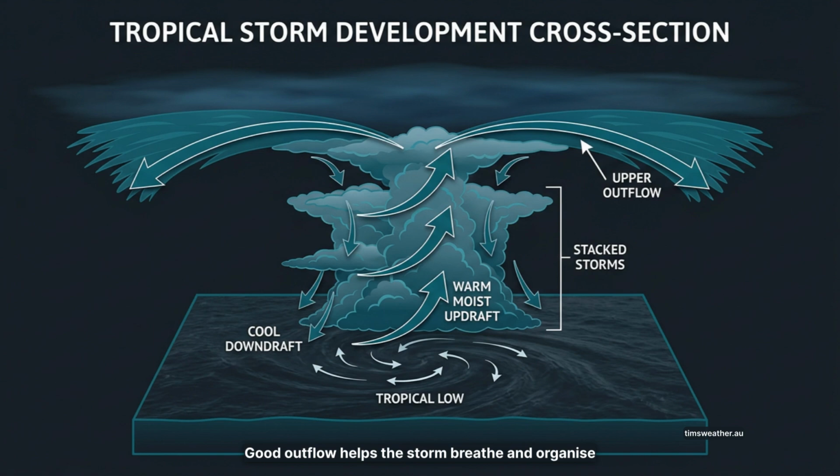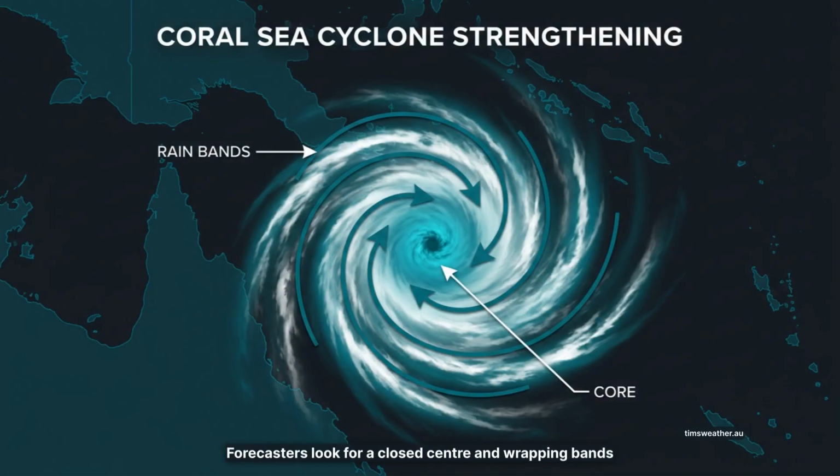For Queensland communities, the key message is to watch the environment, not just one dramatic satellite picture. A ragged low over favourable warm water can improve quickly, while a scary-looking cloud mass can fall apart if shear and dry air take over.